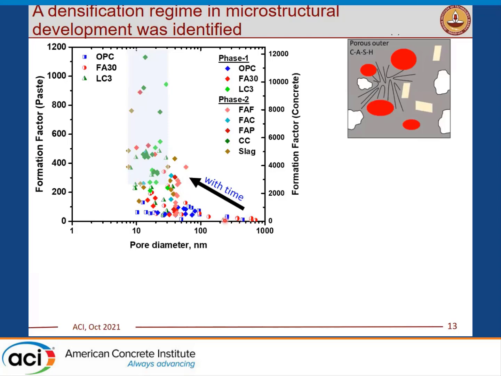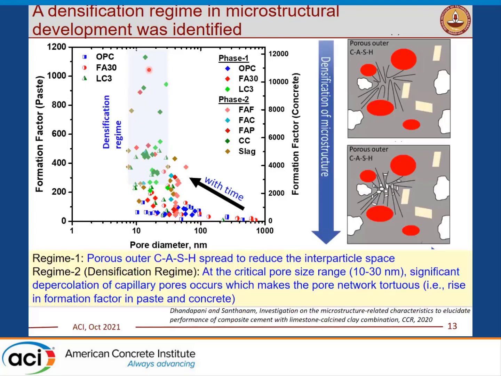So when the pore sizes in the early ages were in the order of a few hundreds of nanometers, there is a gentle rise in the formation factor value. But once it reaches a range of about 10 to 30 nanometers, there is a major rise. We attributed this to a densification regime, wherein in regime 1, you have porous outer CSH spreading to reduce the interparticle space.